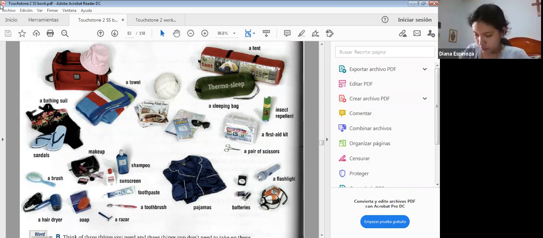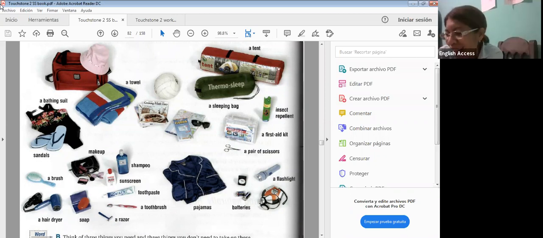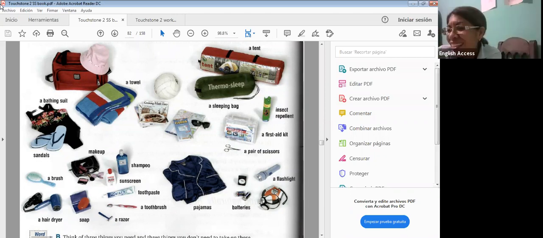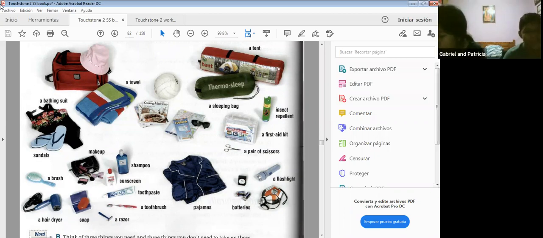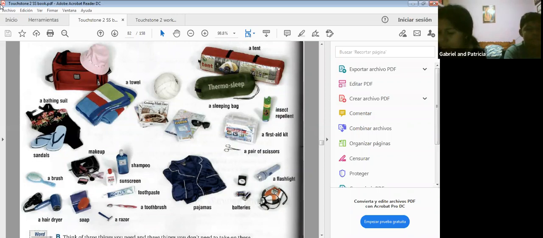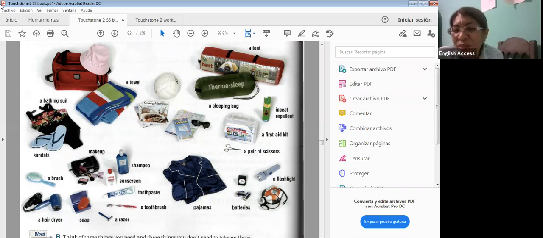Sandals. A bathing suit. Sandals. A brush. Soap. Sunscreen. Makeup. Insect repellent. A towel. A toothbrush and sunscreen. Okay, how about you, Fer?